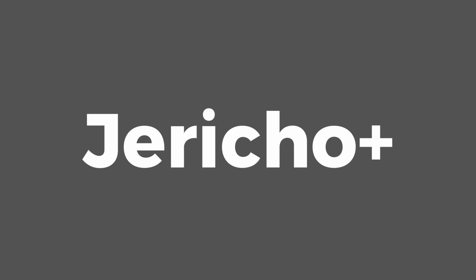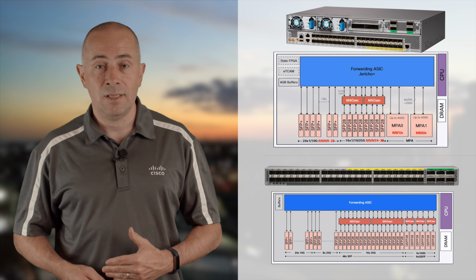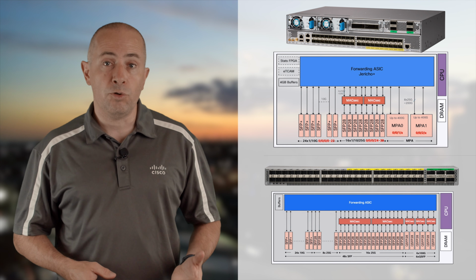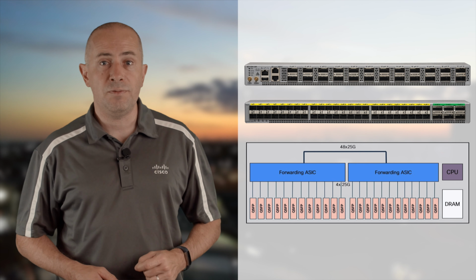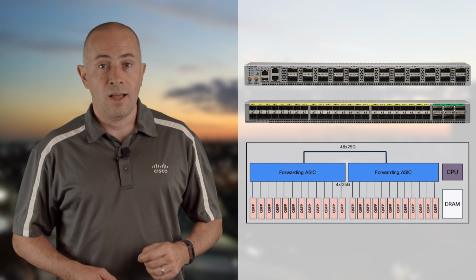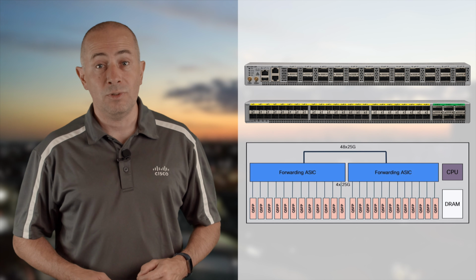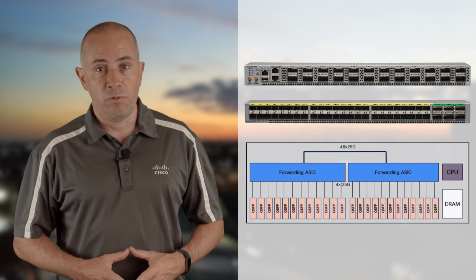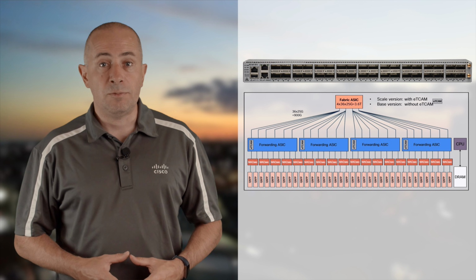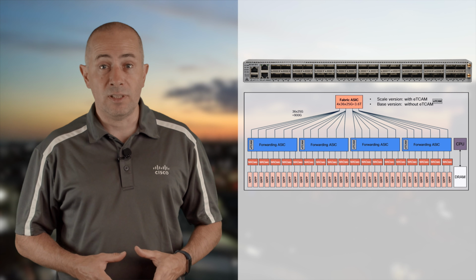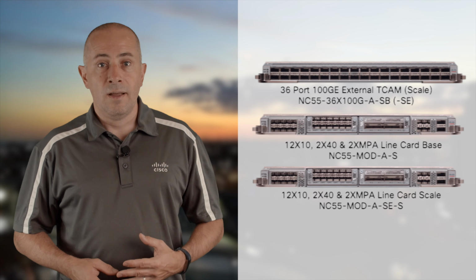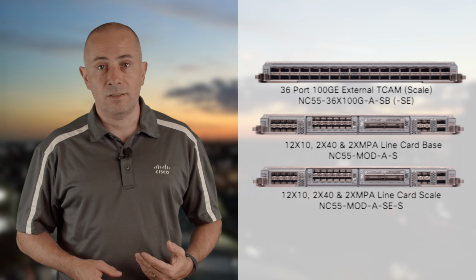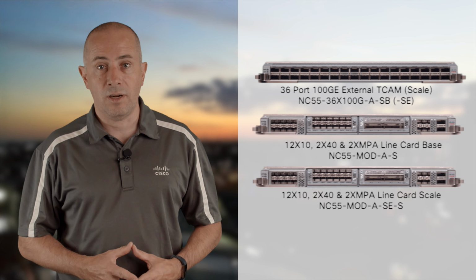The Jericho Plus in standalone mode is used in 55A2 mode, fixed systems, and in the 55A2 24Q6HS. Also, we use them in back-to-back mode in the 55A1 24H and the 55A1 48Q6H with a large LPM version. We use Jericho Plus in leaf and spine mode, interconnected with FE3600 in the 55A1 36H SC or non-SC, and in the 36x100 SC line cards, but also in the modular line cards.